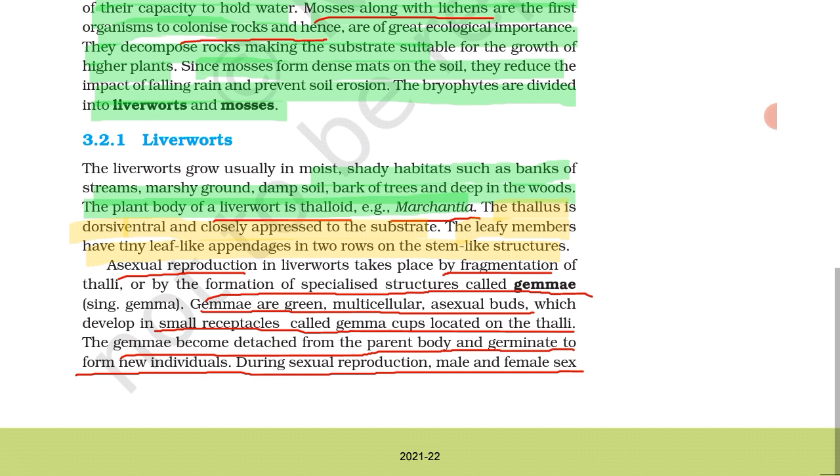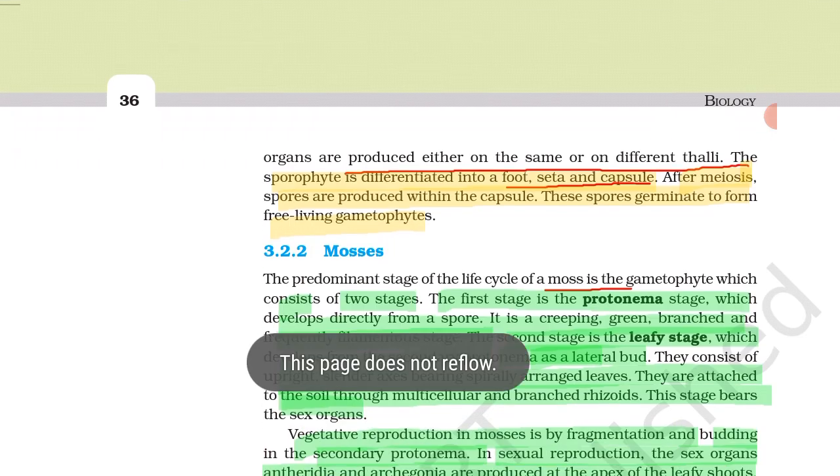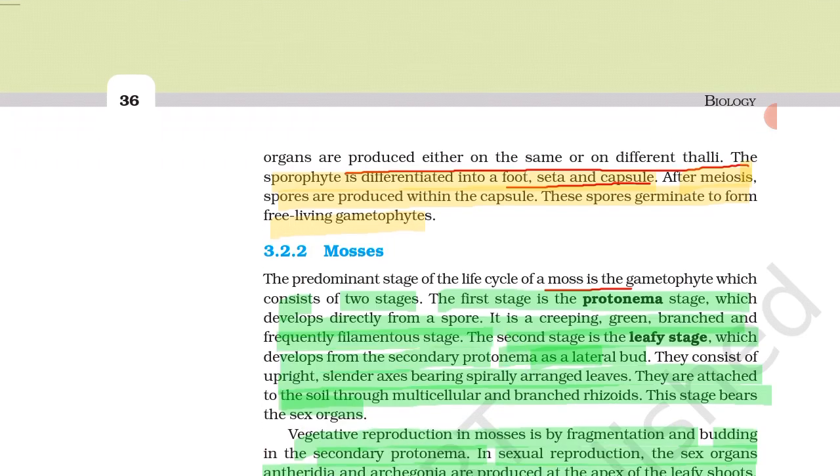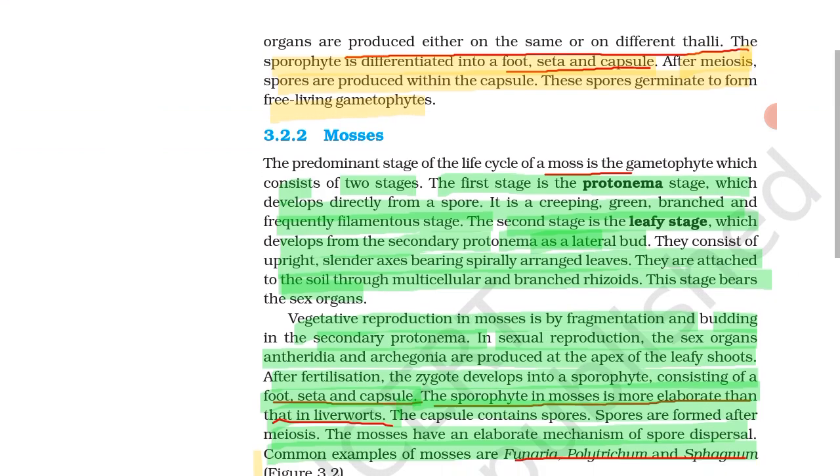Asexual reproduction is by fragmentation and formation of specialized structures called gemmae. Gemmae are green multicellular asexual buds which develop in small receptacles called gemma cups on the thalli. The gemmae become detached from the plant body and germinate into new individuals. During sexual reproduction, male and female sex organs are produced either on the same or different thalli. The sporophyte is differentiated into foot, seta and capsule. After meiosis, spores are produced within the capsule. The spores germinate to form free-living gametophytes.